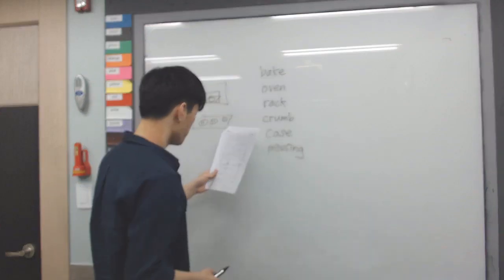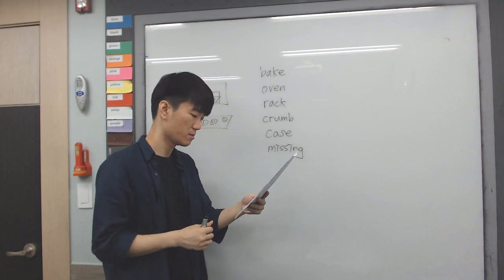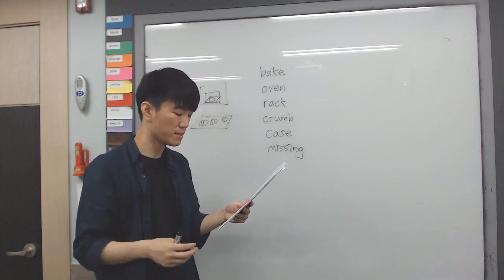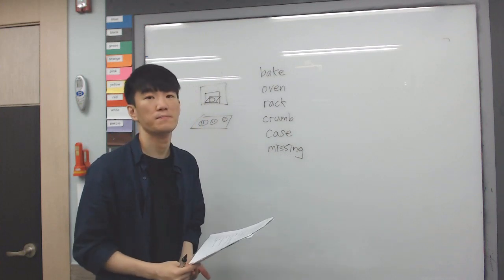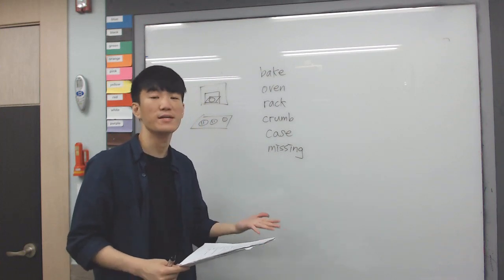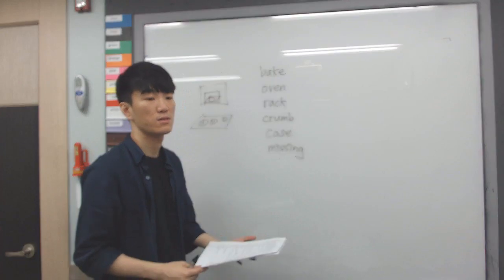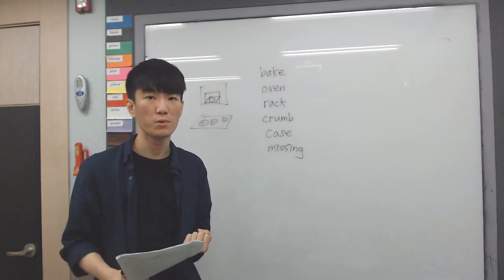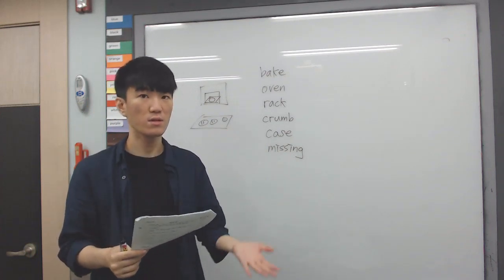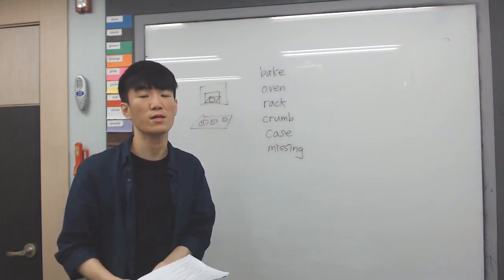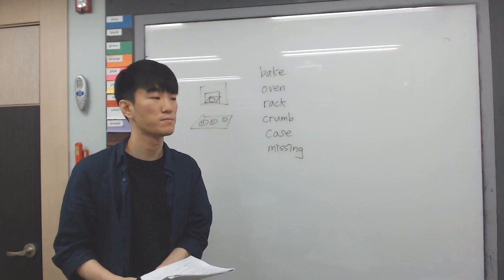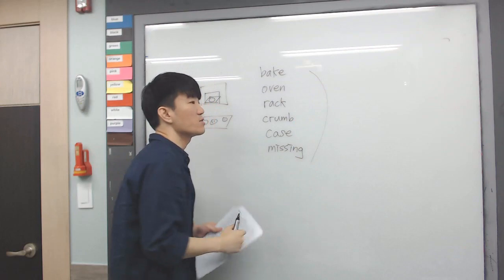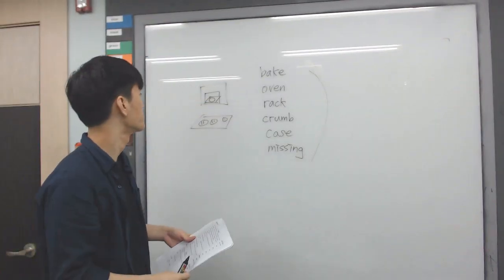And last one is missing. So the definition is, if someone or something is missing, you cannot find them. So you cannot see where it is. So, for example, you had an apple, but you lost it. So the apple is missing right now. So today we have only 6 words to study. That's easy.